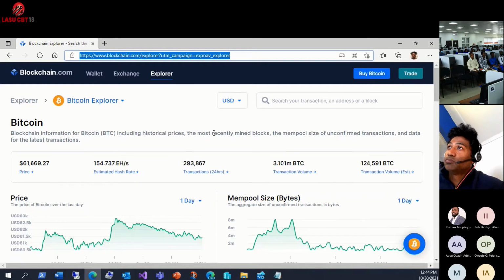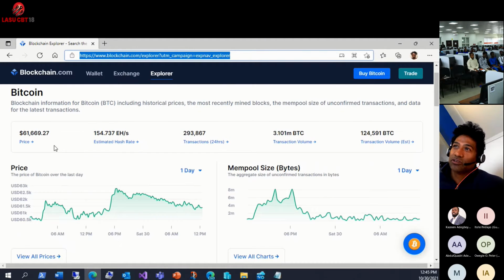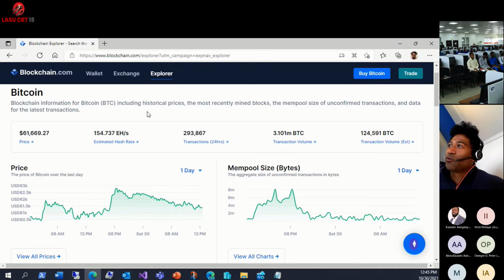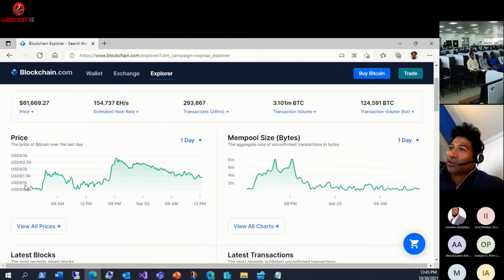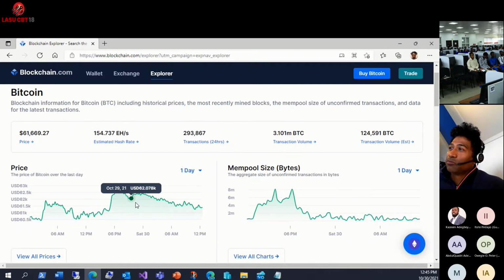So this is the Bitcoin Explorer. This is where you can go to have a look at just about any blockchain and also Bitcoin. Look at things like what the current price of Bitcoin is. There you can see it's really high, more than $60,000 for Bitcoin, and also a look at the different blocks. The price has been going.